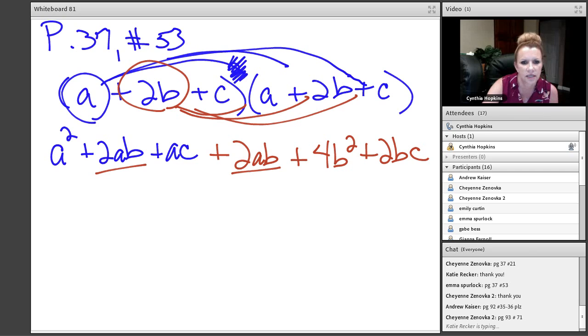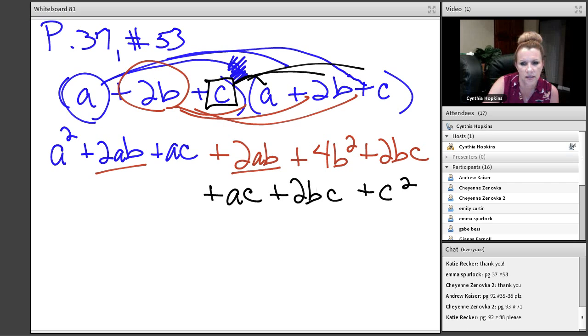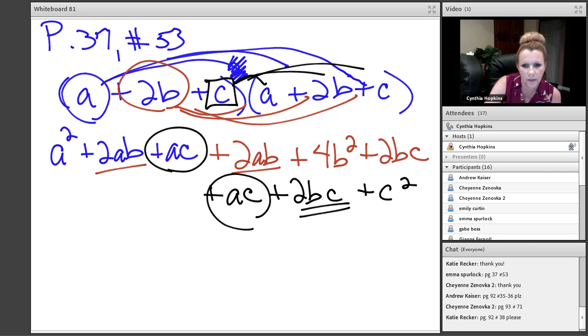Okay, next, I'm going to take this a plus 2b plus c, box it in black, and I'm going to the first, to the second, to the third. Okay, so I get plus ac, notice alphabetical order, plus 2bc plus c squared. Okay, so I have 9 terms, and I need to see if any like terms combine. Okay, so I've already underlined the ABs. Let's see. Oh, there's an AC and an AC. And I see I'll double underline a BC and a BC. And then I have single a squared and b squared and c squared.